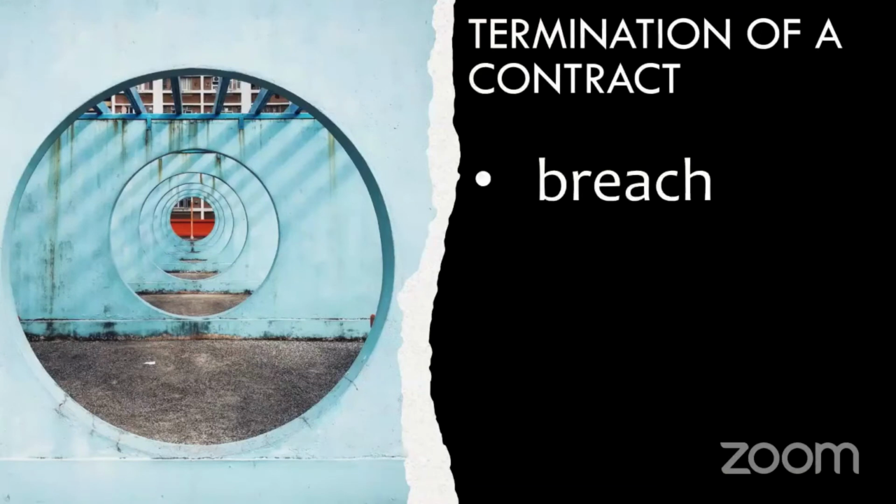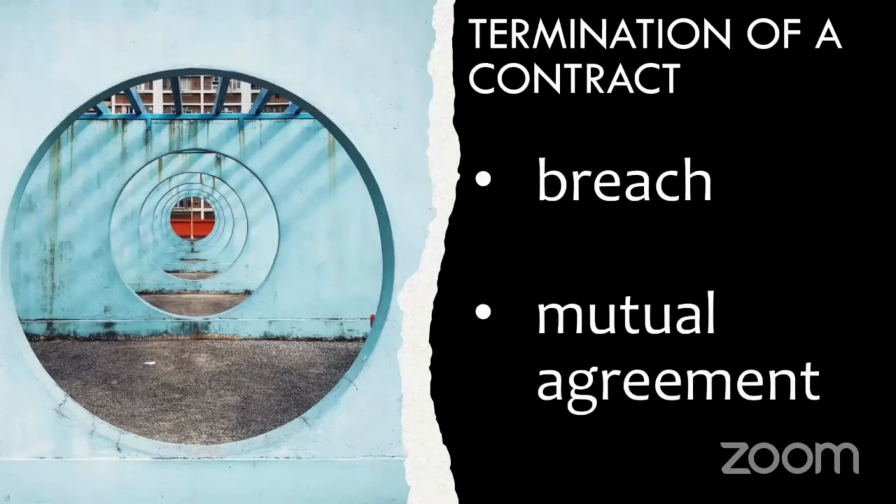We covered breach. And then the other way that a contract could be terminated is mutual agreement. Either party sends a notice or tells the other side, you know what, it's not working out, or I've decided to do something different, or I've decided to go with someone else. So that's mutual agreement on terminating the contract.